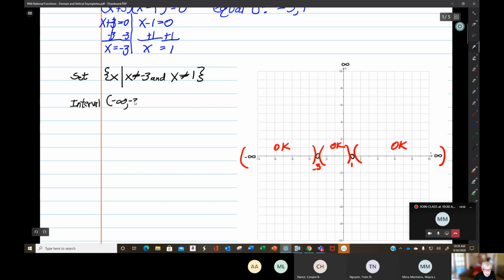-∞ to -3, the left side of -3, unioned up with the right side of -3 to the left side of +1, unioned up with the right side of +1 out to +∞. And all of those numbers in the parentheses are okay. And the bad numbers have been cast out. But we're going to do more with them. Let me erase these parentheses and okays.